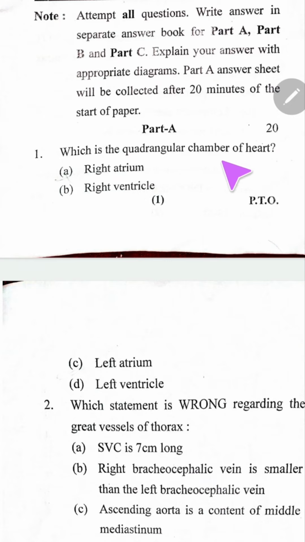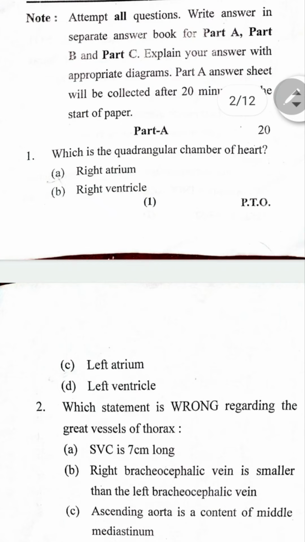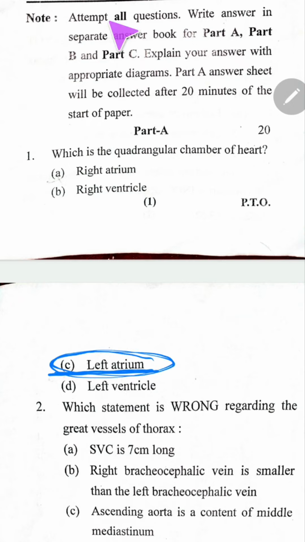Which is the quadrangular chamber of the heart? I believe this was a very easy question. If you have read about the chambers of the heart, the first line you'll find in your notebooks about the left atrium is that it is the quadrangular chamber of the heart. Got it? So the answer to 1 was C.